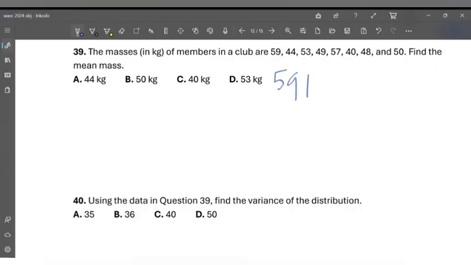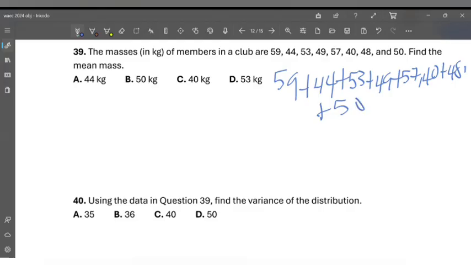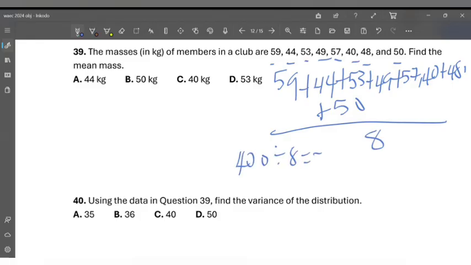So that is 59 plus 44 plus 53 plus 49 plus 57 plus 40 plus 48 plus the last digit, 50, all over the total number of digits there are. If you count, there are 1, 2, 3, 4, 5, 6, 7, 8, so over 8. When you sum up, you are going to have 400 divided by 8, which is 50 kg. So the mean mass is 50 kg.